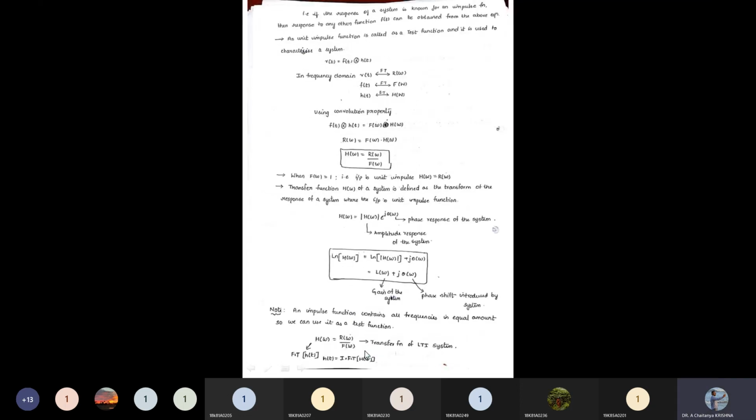That is f of omega into h of omega, and that is r of omega. Convolution in time domain equals multiplication in frequency domain. R of omega equals f of omega into h of omega. Now h of omega equals r of omega by f of omega.